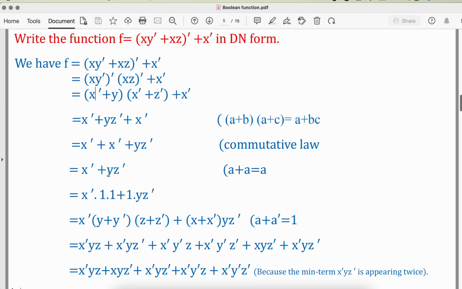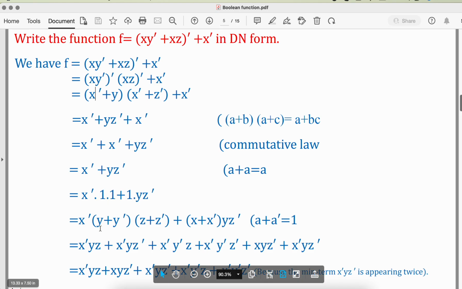Because we know that a into 1 is a, x dash can be written as x dash into 1 into 1, and yz dash can be written as 1 into yz dash. So I have replaced one by y plus y dash and another one by z plus z dash, because here y and z were missing. And here I have replaced one by x plus x dash, because here x was missing, in yz dash.